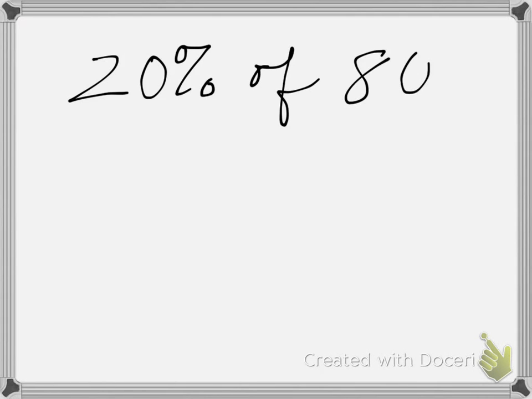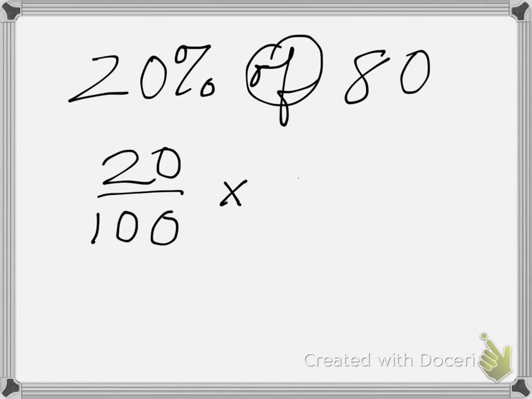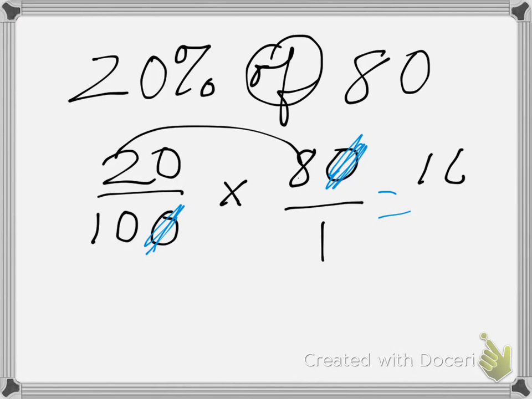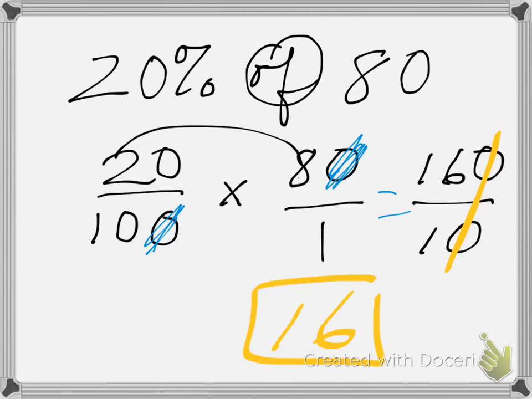So if we had, for instance, 20% of 80, we would put 20 over 100 times, of means times, 80 over 1. Now once again, we can cancel here. We can cancel a 0, and we can cancel a 0. And so if we do that, 20 times 8, 8 times 2 is 16, and that's going to be 160. And then 10 times 1 is 10. And then, of course, we can simplify that. 160 divided by 10 is going to be 16.